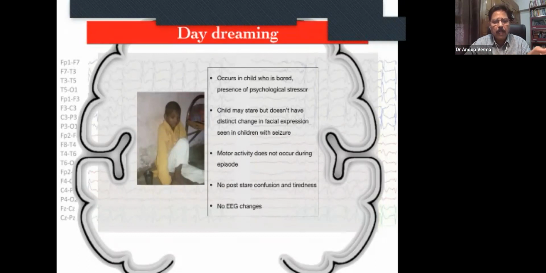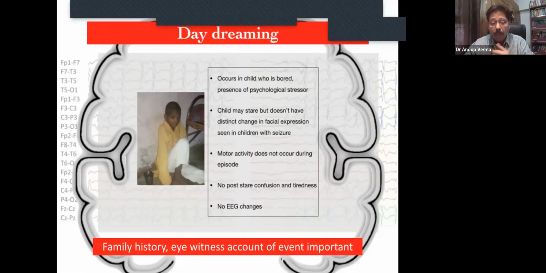So it is very important, the family history and the eyewitness account of the event is important, as in this case and in any case. With the eyewitness account, you are going to clarify the disease process very nicely.